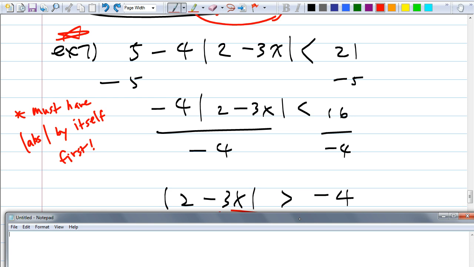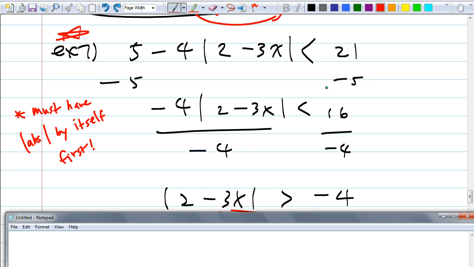Could you add 4 first? That would be wrong because this is 5 minus 4 times this absolute value. Does that make sense? If you add 4 first, it does not get rid of this, right? Negative 4. It's multiplication. So you have to subtract 5, then divide by negative 4. If you do it the other way, it's wrong.